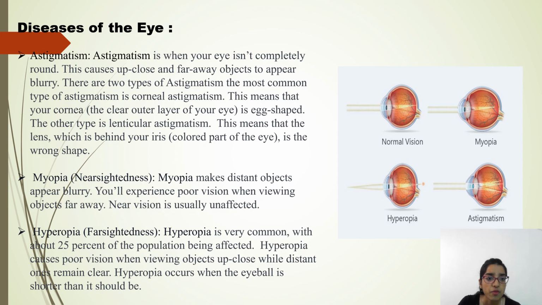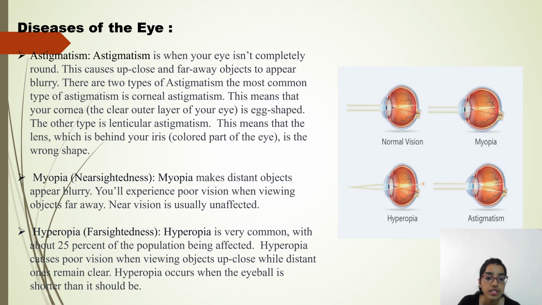Diseases of the eye. There are various diseases. Astigmatism. Astigmatism is when your eye isn't completely round. This causes up close and far away objects to appear blurry. There are two types of astigmatism. The first one is corneal astigmatism, which is the common type. This means that your cornea is egg-shaped. The other type is lenticular astigmatism. This means that the lens, which is behind your iris, is the wrong shape.